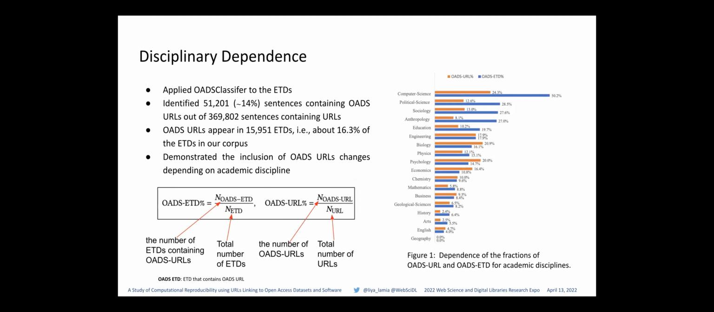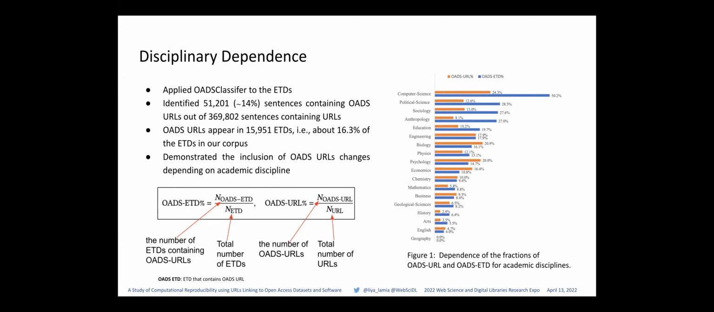So using the OADS classifier, we analyzed disciplinary dependence. We applied the classifier on the ETDs that we got. While using our classifier, we extracted over 3 million sentences that contained URLs. And out of them, our classifier identified around 14% of sentences as OADS URLs. These OADS URLs appeared in approximately 16,000 ETDs, which is about 16.3% of the ETDs in our corpus.